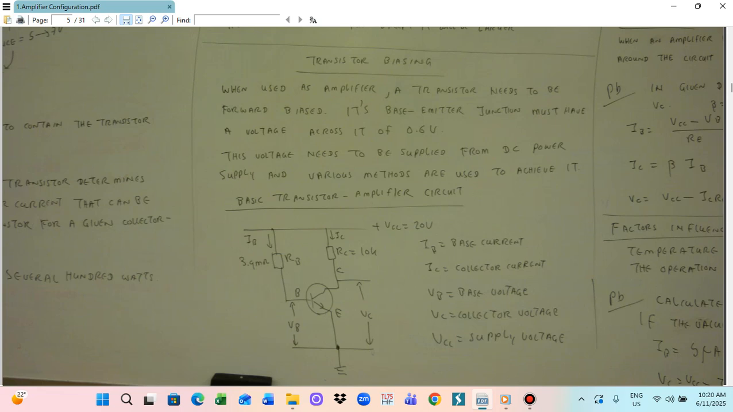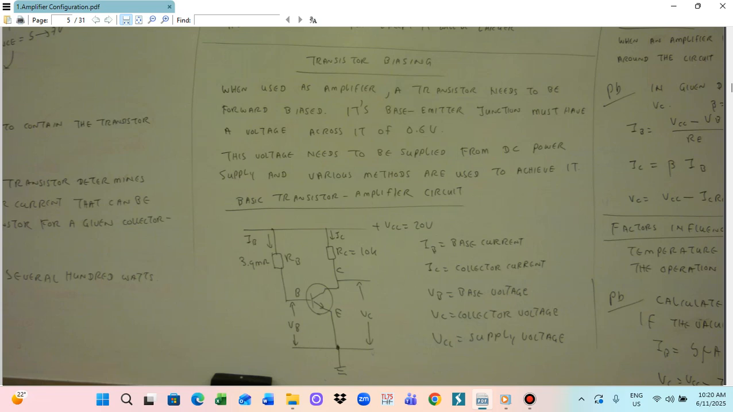Now I will give you the basic transistor amplifier circuit for the transistor biasing circuit connection. This is the base, collector, and the emitter. RB means the base resistor, and RC means the collector resistor. IB means the base current, IC means the collector current. VB means the base voltage, and VC means the collector voltage. VCC is the supply voltage. We have to connect this circuit so that the transistor can work as an amplifier.